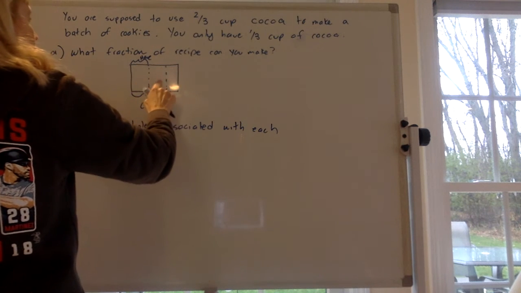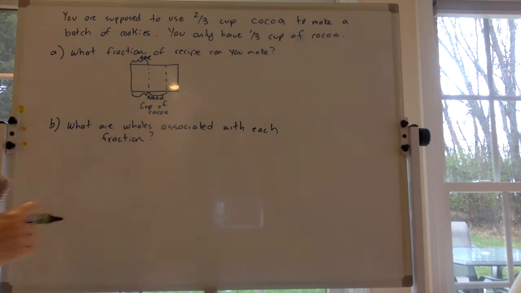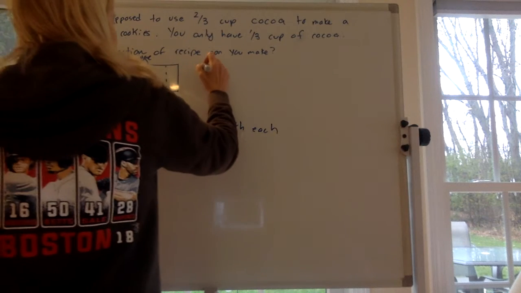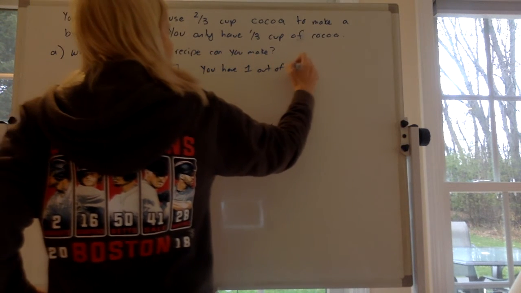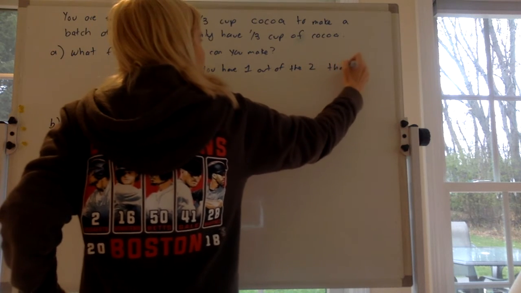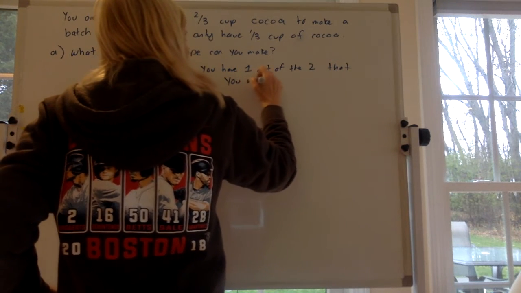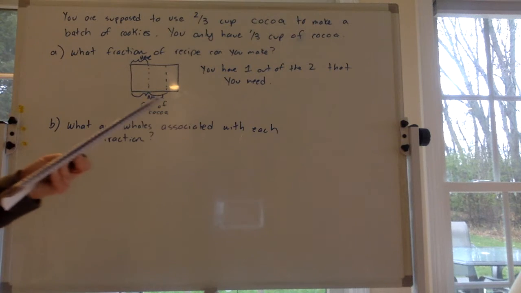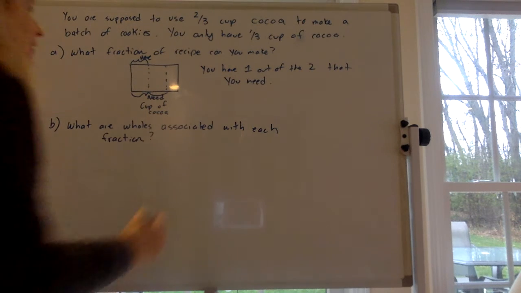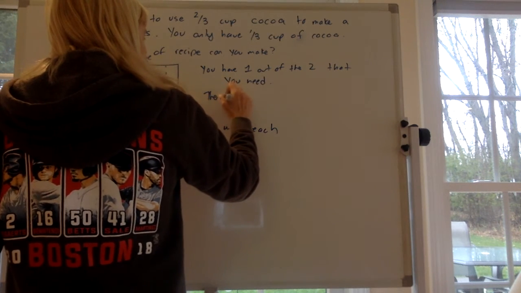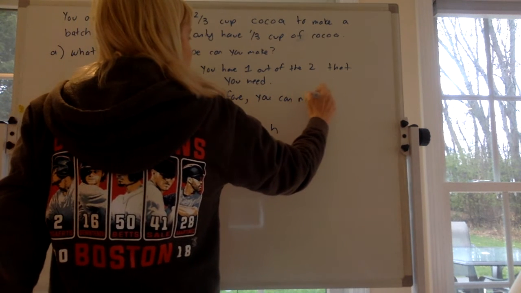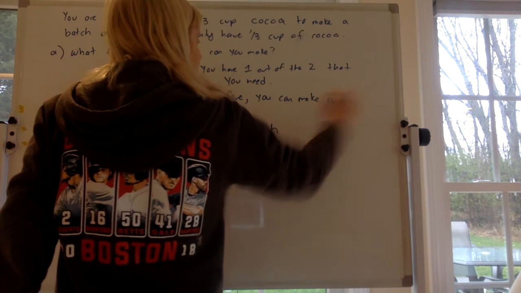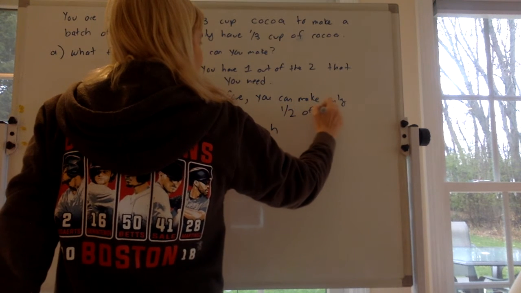So you need to have 1. Need to have 1, right? You have 1 out of the 2 that you need. Is that right? You have 1 out of 2 that you need. So how much can you make? Therefore, you can make only 1/2 of the recipe. Does that make sense?